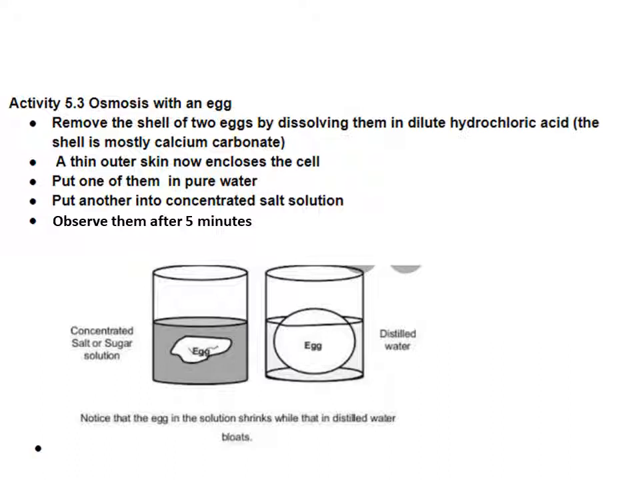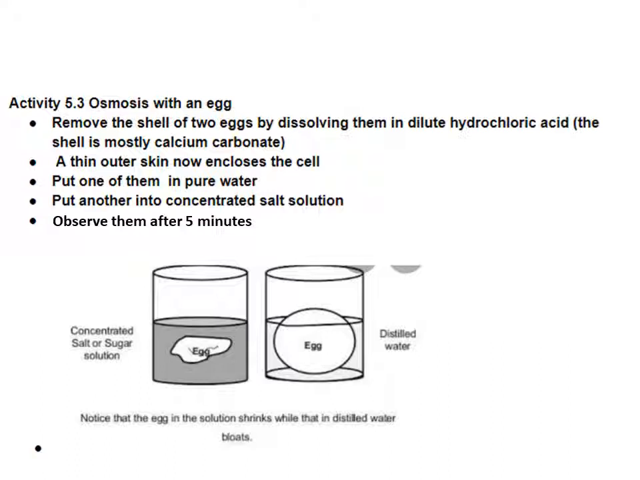Now, what you have to do is remove the shell of 2 eggs by dissolving them in dilute hydrochloric acid. As the shell is mostly made up of calcium carbonate, it will easily dissolve. What is left is an outer thin skin which encloses the cells. Put one of the eggs in pure water and the other into concentrated salt solution. Observe them after 5 minutes.